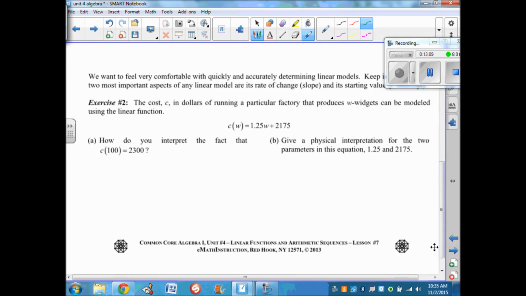Okay. So now this one talks about money and running a factory that produces widgets. The cost C in dollars of running a factory that produces W widgets can be modeled by this linear equation. So they're giving us the equation. How do you interpret the fact that C of 100 equals 2,300? What does that mean in the context of this problem?